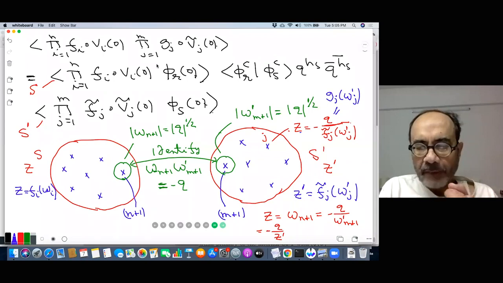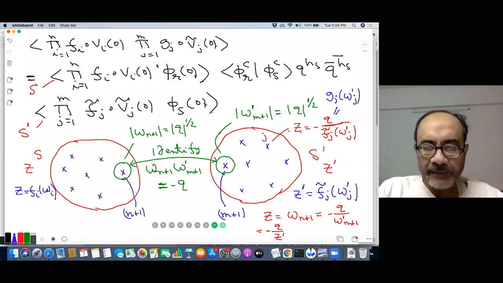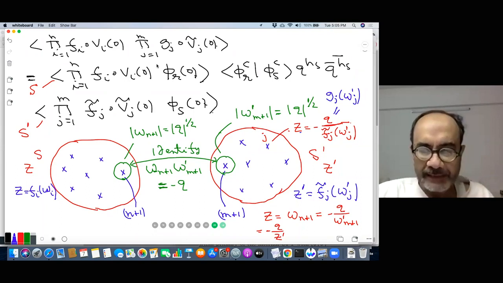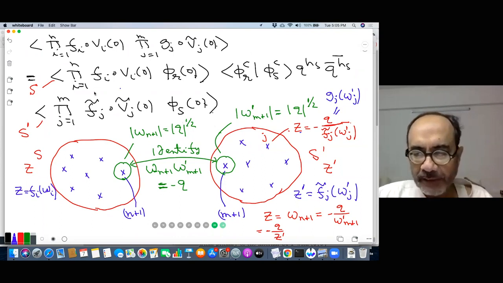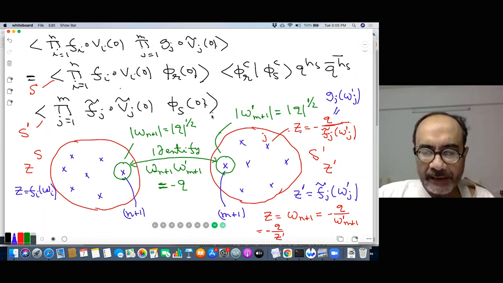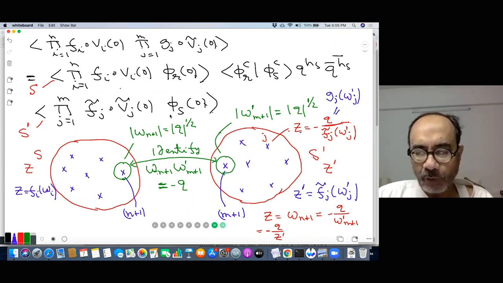Okay, so let me repeat what I'm saying here: we have the left hand side and the right hand side. Let's look at the right hand side, an expression like this. What we are saying is that whenever you have an expression like this, it can be reinterpreted as the correlation function on a new surface, where you have glued these two individual surfaces together by this precise relation. The gluing relation takes the form w_{n+1} w prime_{m+1} equals minus q, where q is the same parameter that appears here. So whenever you have a correlation function of this kind, you can reinterpret this as a new correlation function that appears on the left hand side.